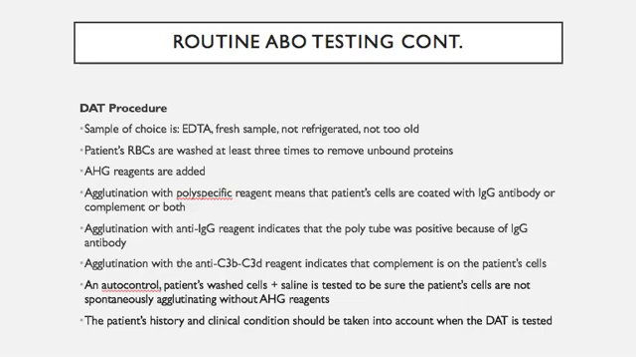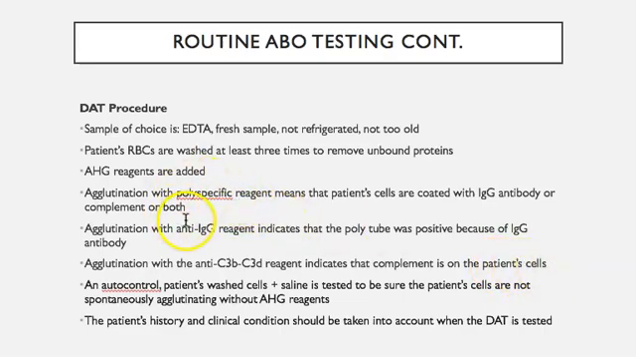We add our AHG reagent. Agglutination with polyspecific reagent means that the patient's cells are coated either with IgG antibody or complement, or both. Agglutination with monoclonal reagent, which could be just anti-IgG, indicates that the polyclonal tube was positive because of IgG antibody. Agglutination with anti-C3b or C3d reagents indicates that complement is on the patient's cells.